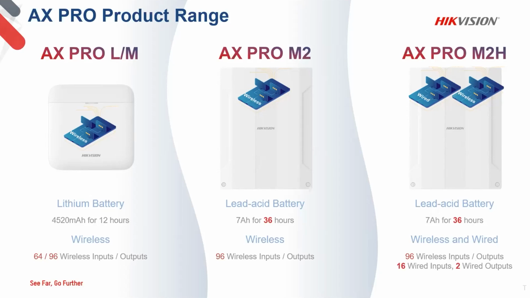So you can choose something like AX Pro M2H, where you are able to connect existing wired detectors into the same panel. Depending on your requirement, maybe you are better off with a 12-hour backup. But if the place is very crucial and you want a significant amount of backup, you can go for the M2 series model. Depending on your requirement, you can check this out and select a suitable model.